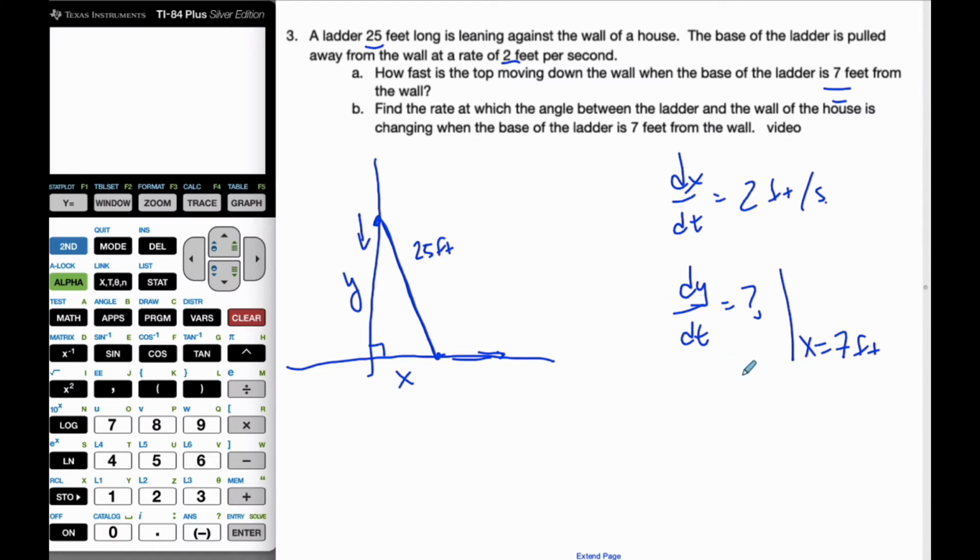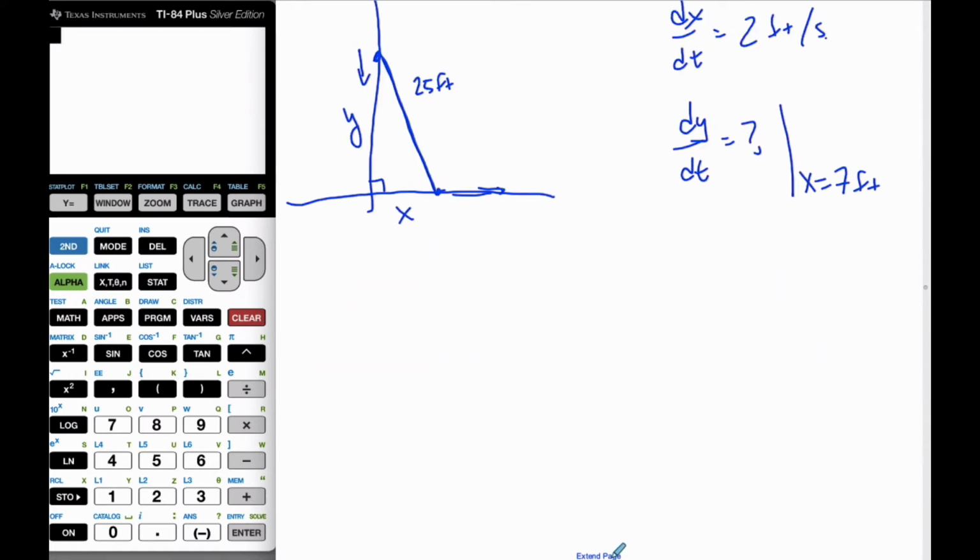And now we need to find a relationship that relates x, y, and 25 somehow. And because it's a right triangle, our most common relationship that exists is the Pythagorean theorem. And so I use the Pythagorean theorem to relate the variables that I have information about. And I'm also recognizing that I'm looking for dy/dt, and I know dx/dt, so the dt is on the bottom, so I know I'm going to have dx/dt here.